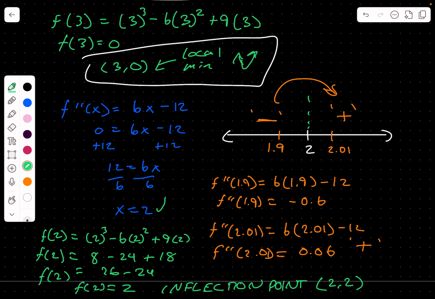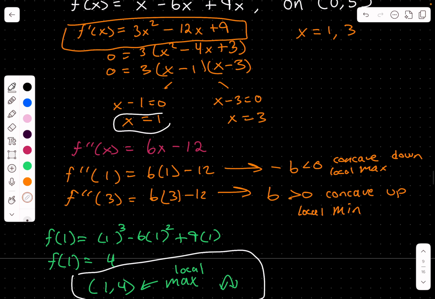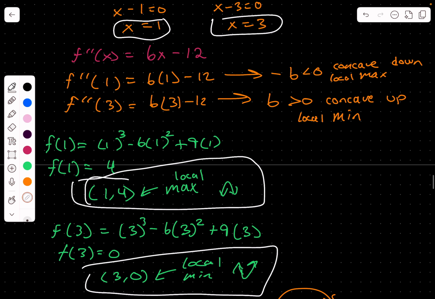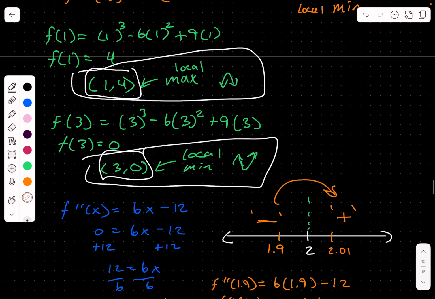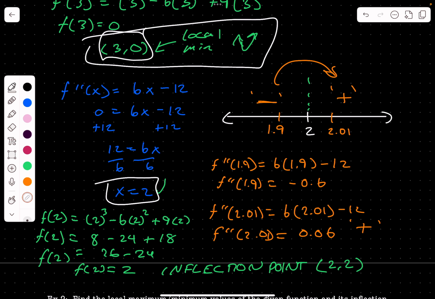So that wasn't too bad, right? That's really all we're going to be doing over and over again. Again, these are our critical points, these are our critical points' coordinates, or points rather. And then this is our inflection point, and this is our inflection point's coordinates.